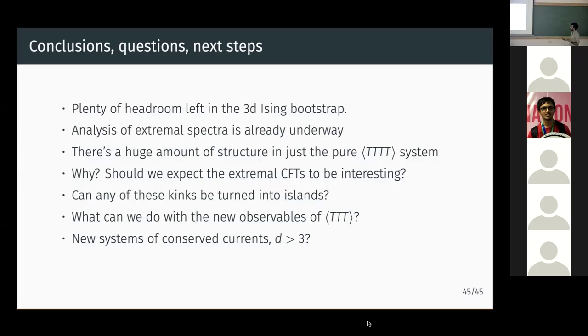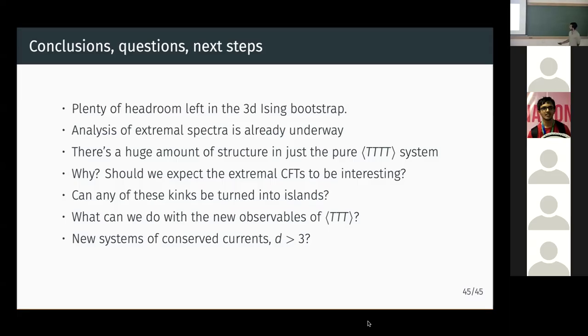I guess the question is, why are we finding such structures? Why are we finding a bootstrapahedron kind of feature when we're studying just a pure stress tensor system? And can we further refine this into islands, for example? And then going back to the TTT 3-point function, what more can we do? It would be very nice to get some further results in those directions.